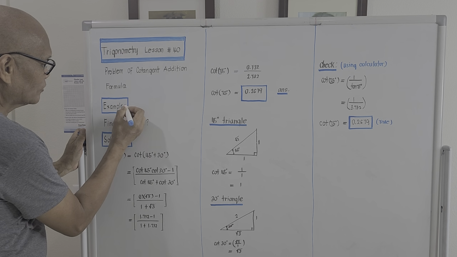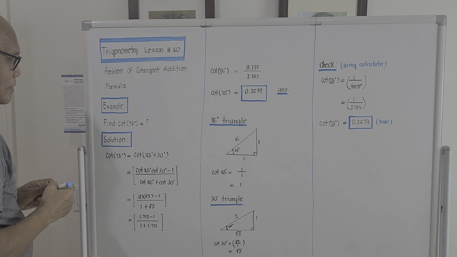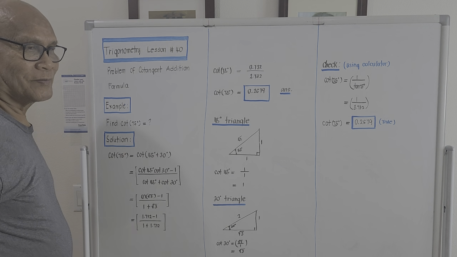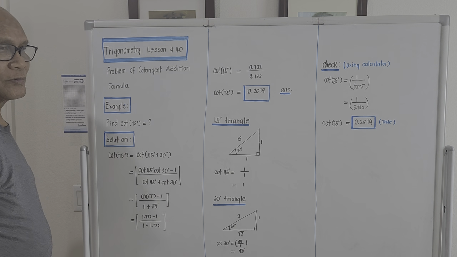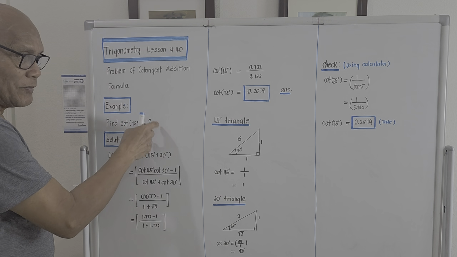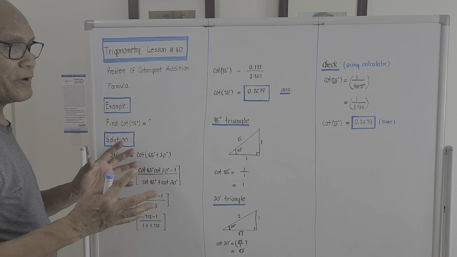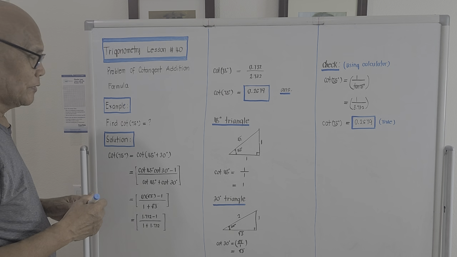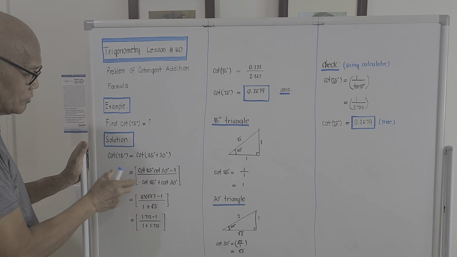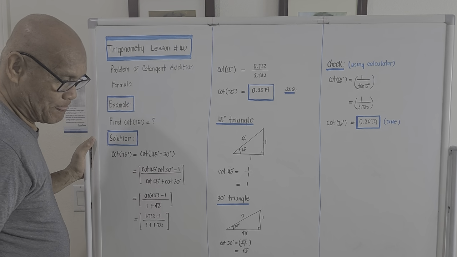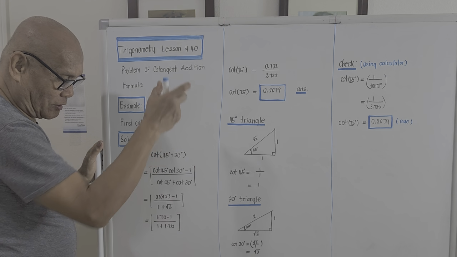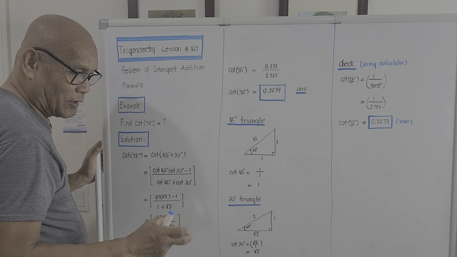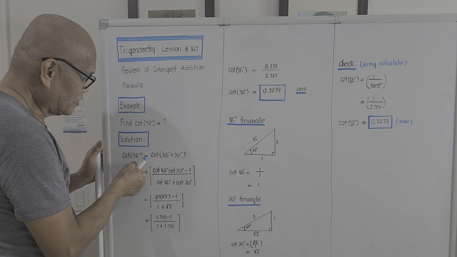Example: find the cotangent of 75 degrees. It's just a simple problem, but it involves a concept on how to solve it. Find the cotangent of 75 degrees. So by knowing the expansion of the cotangent of the sum of two angles, if we try to bring out the solution for cotangent of 75, using the addition formula under cotangent, we could bring out a sum of two angles in which the sum should be 75 degrees.